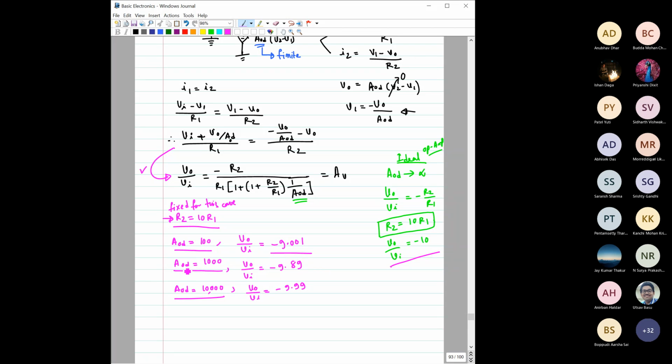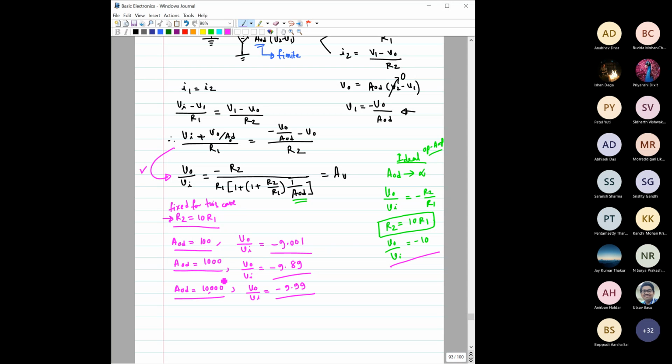Now, when this AOD value is 1000, right, then we are getting 9.89. So if you consider it to be 9.9, 0.1 is the deviation. So 0.1 out of 10, I think it would be 1%. So the deviation is 1%. Now, if it is 10,000, see, the deviation has further reduced.